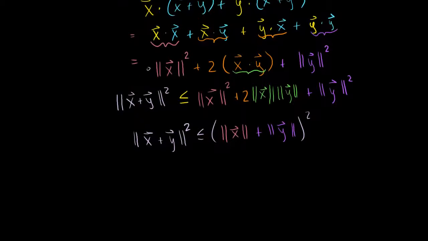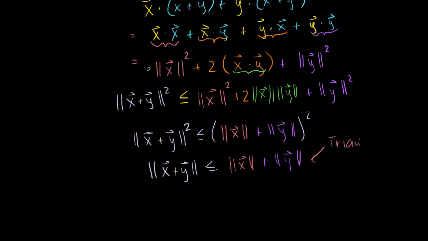And if we just take the square root of both sides of this, you get the length of our vector x plus y is less than or equal to the length of the vector x by itself plus the length of the vector y. And we call this the triangle inequality, which you might have remembered from geometry. Triangle inequality. Now, why is it called a triangle inequality?